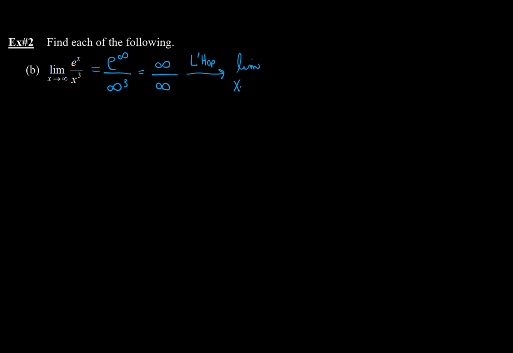So the limit as x approaches infinity, I'm going to take the derivative of the top. So the derivative of e to the x is e to the x. And then I'm going to take the derivative of x cubed. So I'm going to get 3x squared. And I'm going to plug and chug again. So e to the infinity over 3 times infinity squared. And that's going to give me infinity over infinity. So that means I can use L'Hôpital's rule.